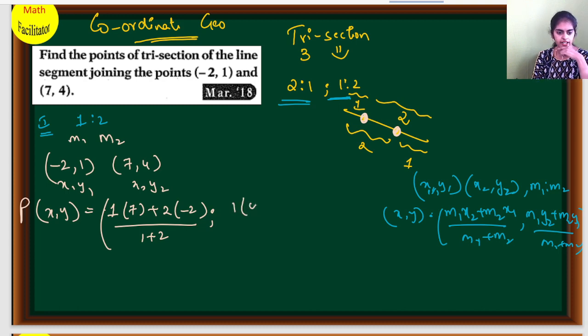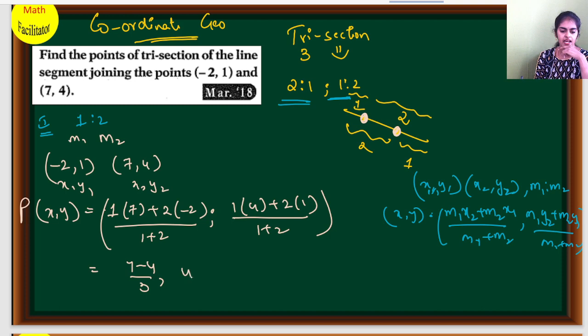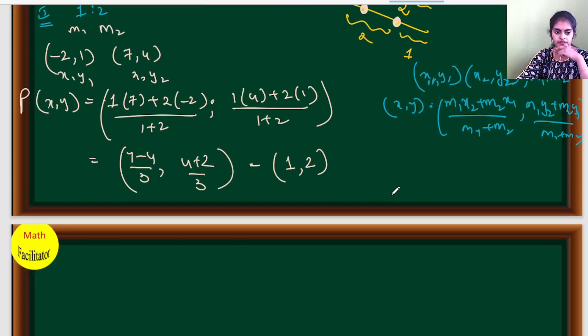m1 y2 plus m2 y1 upon m1 plus m2. So that is equal to (7 minus 4) by 3 and (4 plus 2) by 3. 7 minus 4 is 3, 3 by 3 is 1; 4 plus 2 is 6, 6 by 3 is 2. So (1, 2) is the first point of trisection.